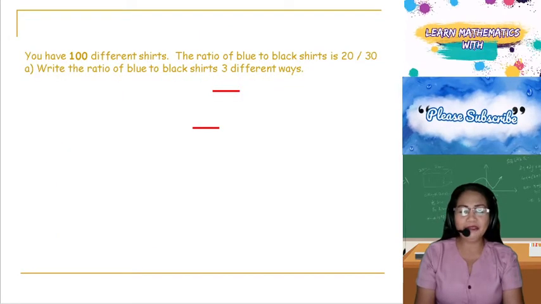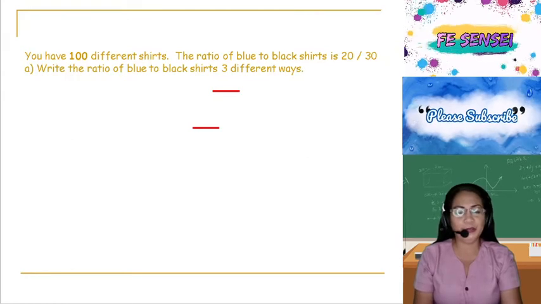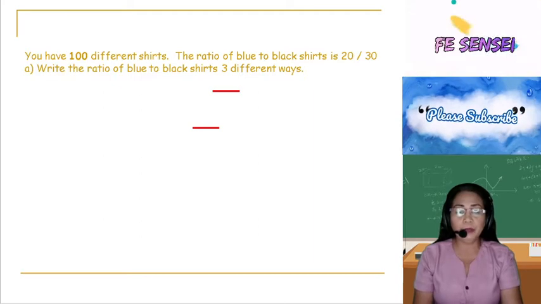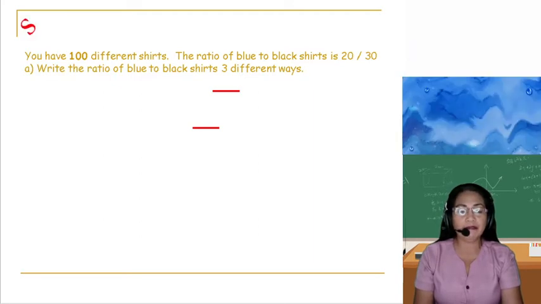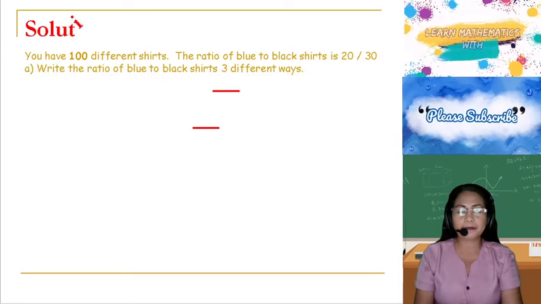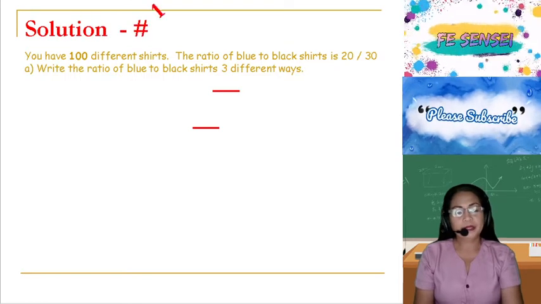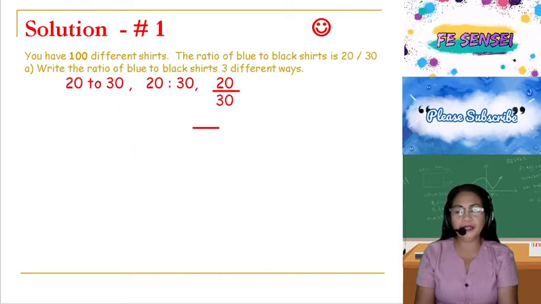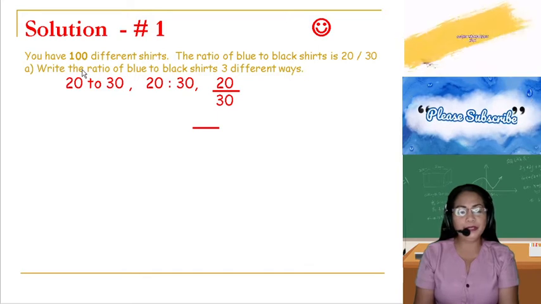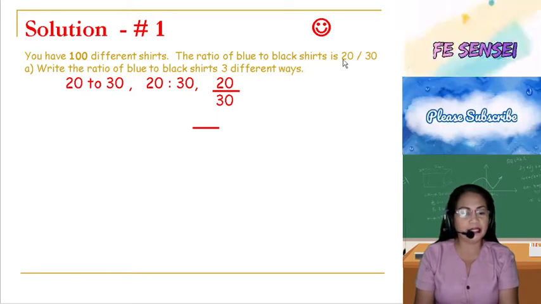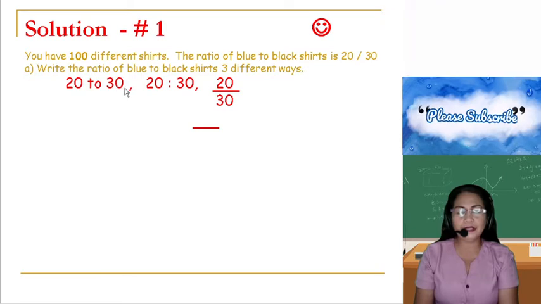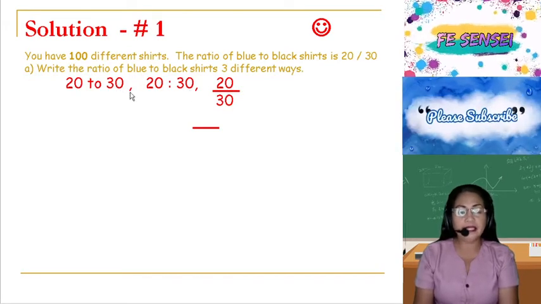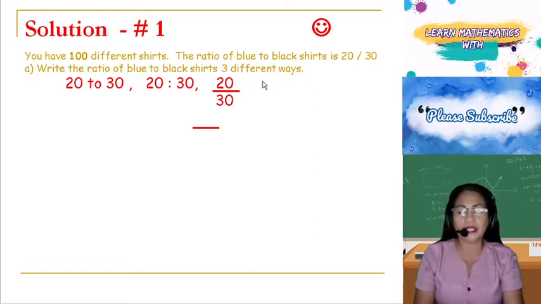Okay, you have 100 different shirts. The ratio of blue to black shirts is 20 over 30. Write the ratio of blue to black shirts in 3 different ways. Okay. The ratio of blue to black is 20 to 30. It's given. So 20 to 30, 20 is to 30, 20 over 30. That's the 3 different ways of writing a ratio.